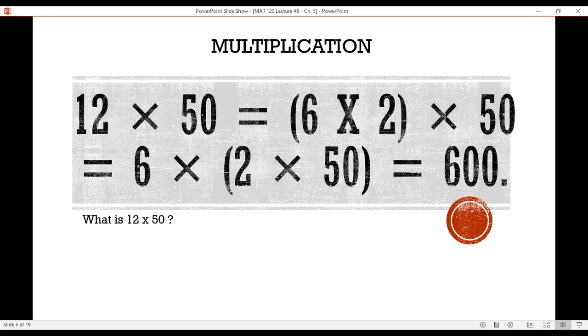One further way, what if instead we change 12 into 6 times 2 times 50, and then we apply the associative property again by changing where the parentheses are, and as you can see, I've moved them from 6 times 2 over to 2 times 50. And 2 times 50 is easy to figure out. That's 100. So 6 times 100 is 600. So you just saw 6 great ways to answer a question like 12 times 50.